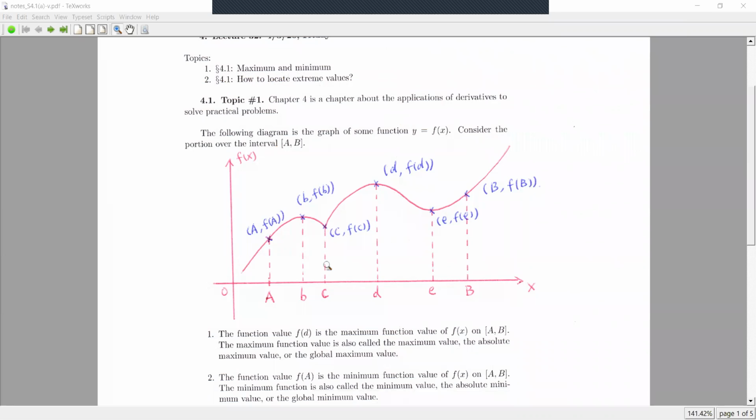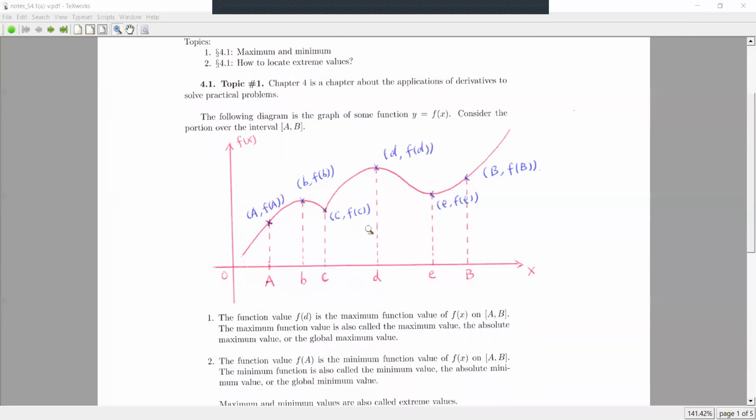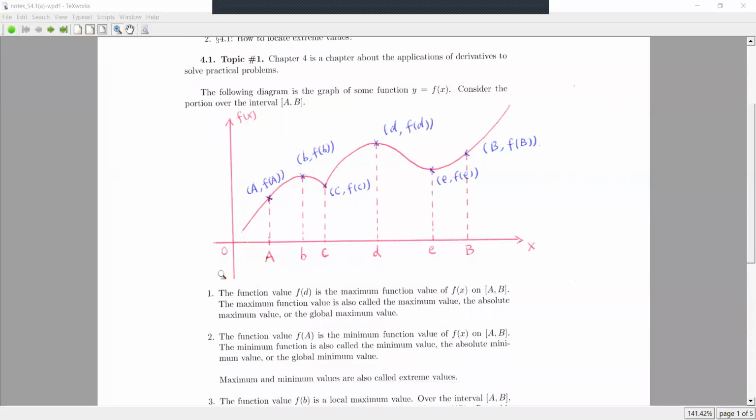Here we have the graph of some function f of x. Let's consider one portion of this graph. The portion over the interval from BA to BB. That is the portion from this point here to this point.